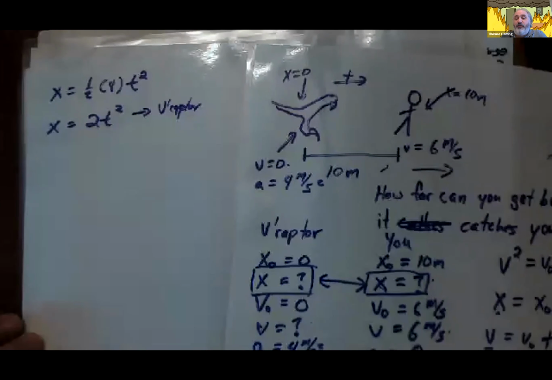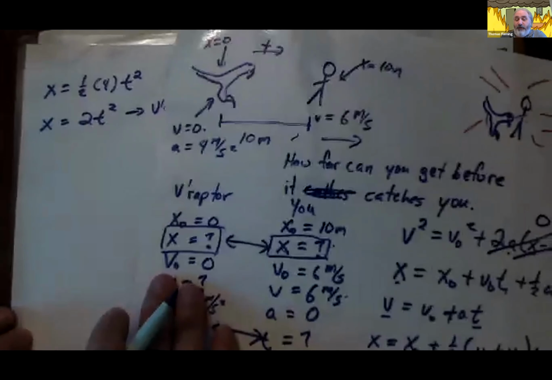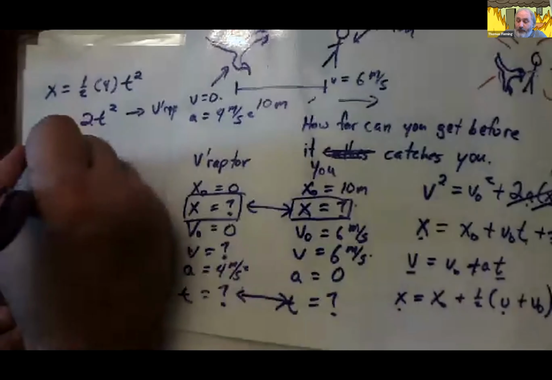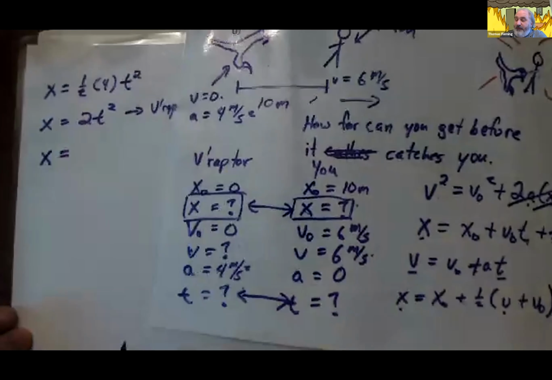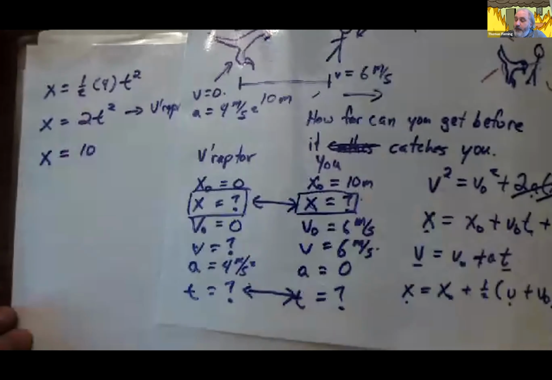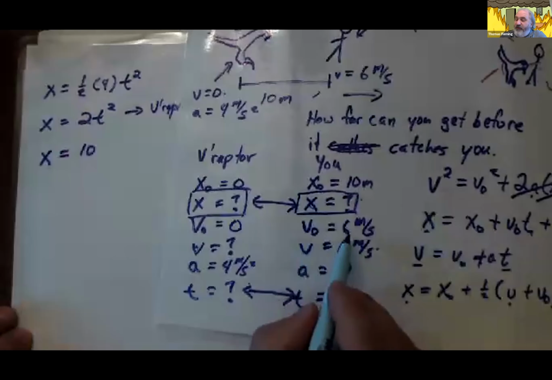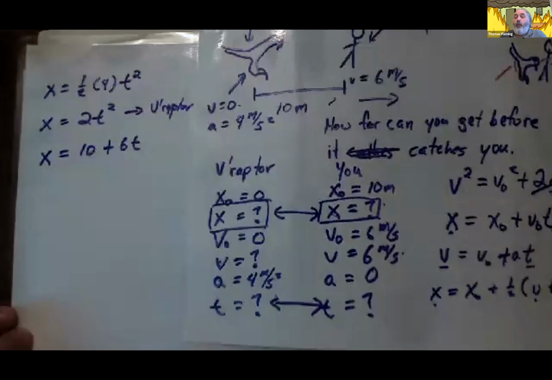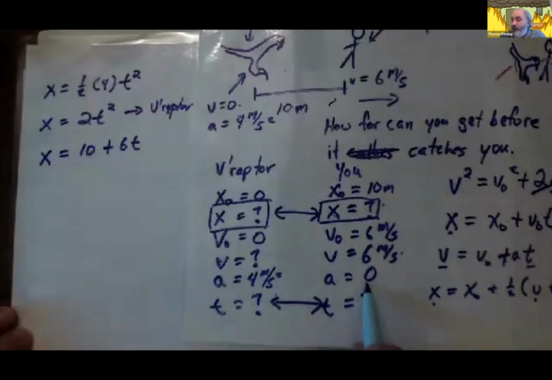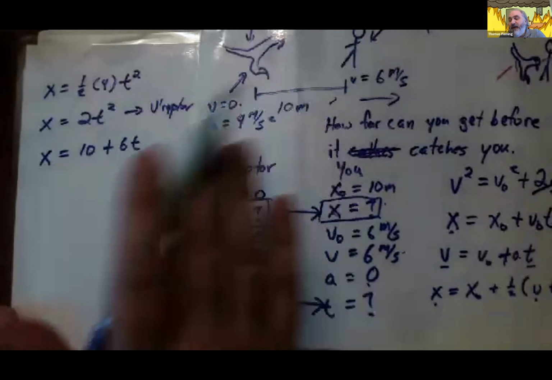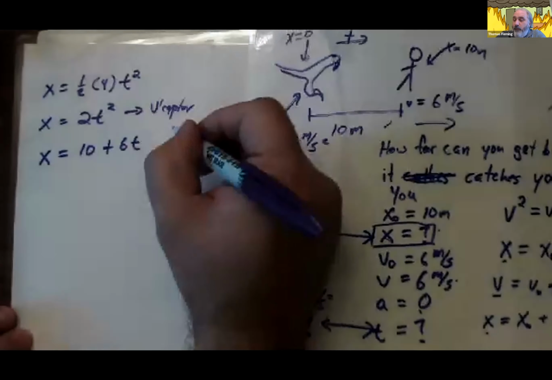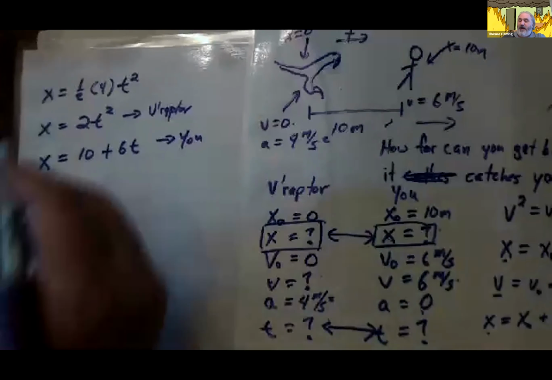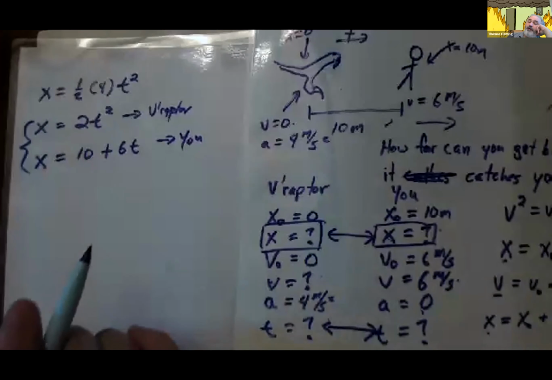Now, what about the equation for the person? I'll do the same trick, but I'll use this inventory. For that one, x final is, I don't know. X initial is 10 meters, plus v initial times t, so it's 6 times t, plus 1/2 at squared, but a for the person is 0, which means that whole last term cancels out. So that's the equation for the person. So now I've got two equations and two unknowns.